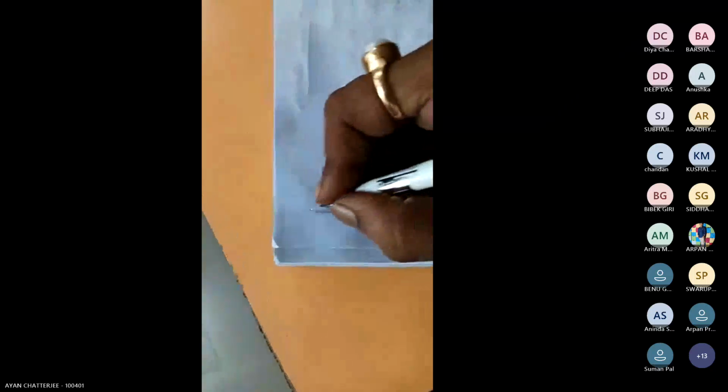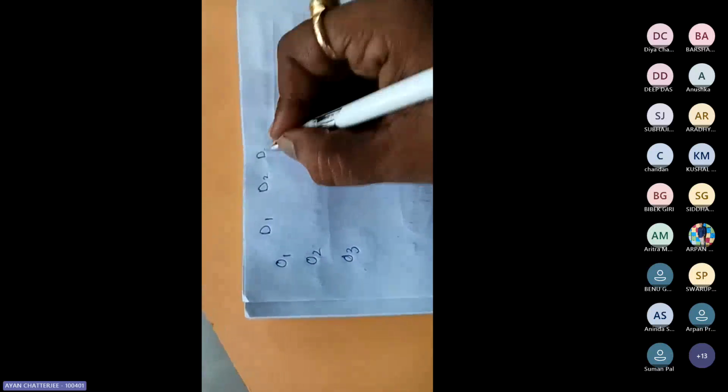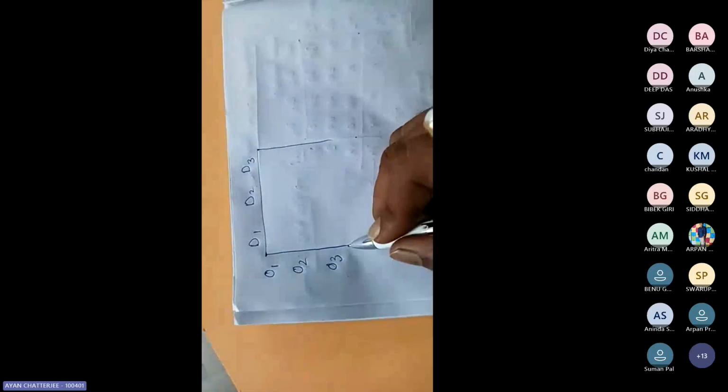Just imagine the same problem we are going to solve, and in that case D4 is not present. D4 is not present means this column is not present. So the problem may be written like this: O1, O2, O3, three factories, corresponding to D1, D2, D3, three warehouses. And I am directly solving this problem, but I know I have to add one value over there.